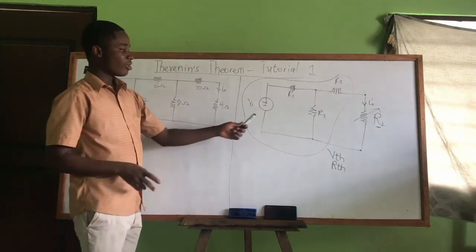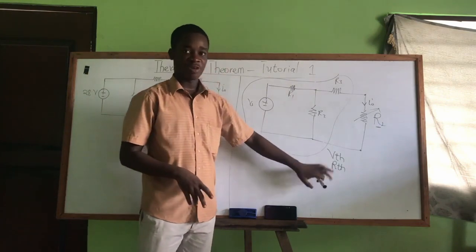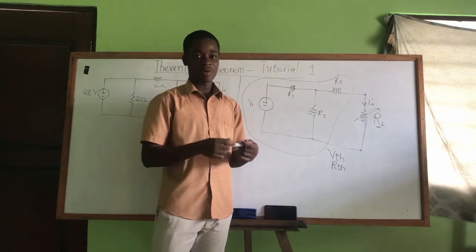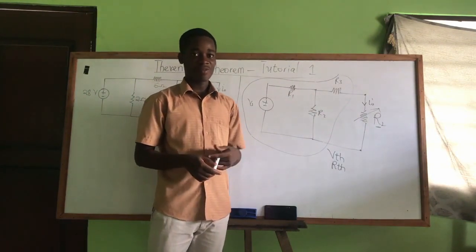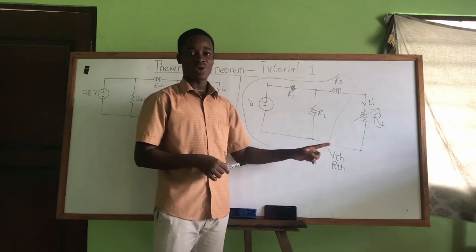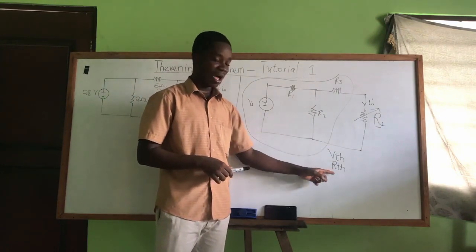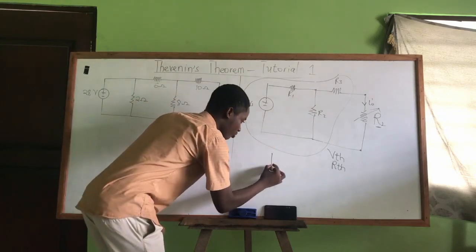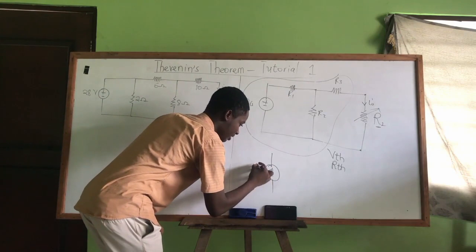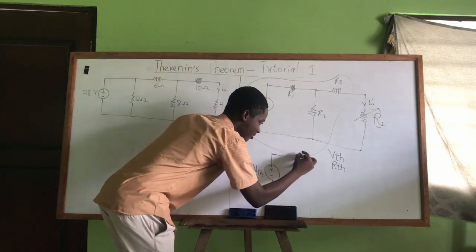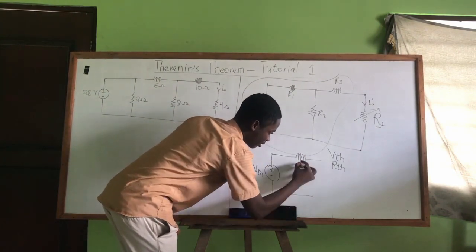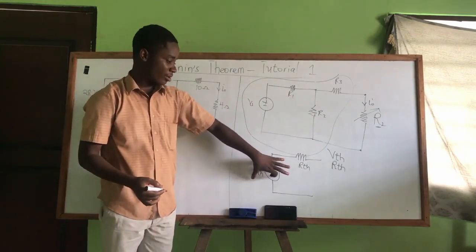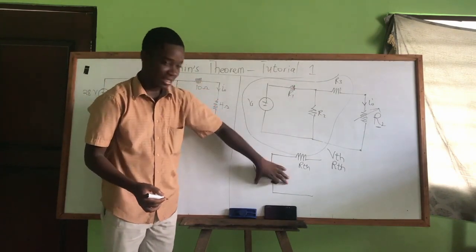After calculating your Vth and your Rth from the fixed portion of the circuit, you draw the Thevenin's equivalent circuit. The Thevenin's equivalent circuit is the Vth connected in series with your Rth. So you draw Thevenin's equivalent circuit of this circuit here, and it should be a voltage source, the Vth, connected in series with the resistor Rth. So Thevenin's equivalent of this circuit is that.